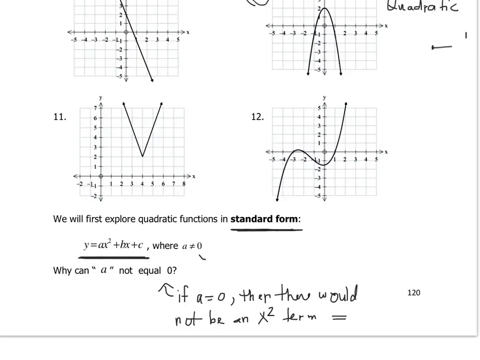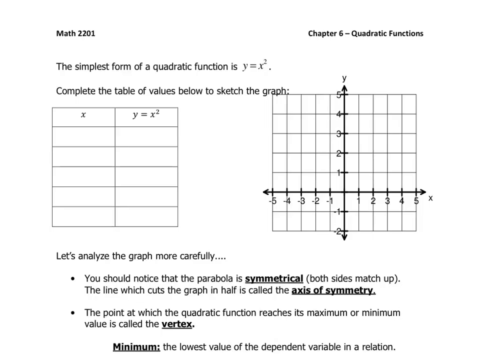And if it's not an x squared term, it implies it's not a quadratic. All right, so the simplest form of a quadratic that we're going to look at is y equals x squared. So if we take a table of values to sketch that graph, we'll take a couple of negative values, 0, and a couple of positive values, and we're just going to square each of those values, because you just square the x to get the y value.